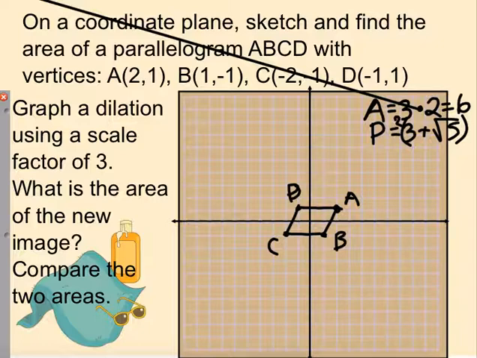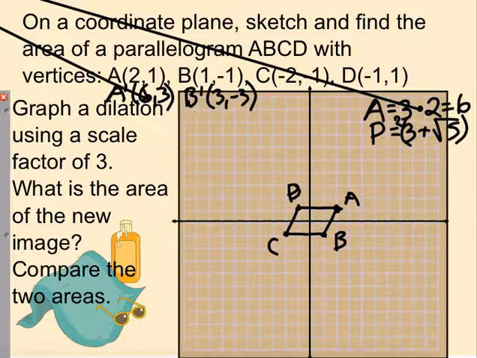All right, we'll compare that to the bigger one that we get after doing a dilation of 3. So when we do that, we're just going to take all of my points and multiply them by 3. So we get (6, 3). We're going to get a B prime at (3, -3), and so on. So we plot it. Up here, we're going to get A prime, B prime is going to be here. C prime is going to be at (-6, -3), and D prime is going to be at (-3, 3).